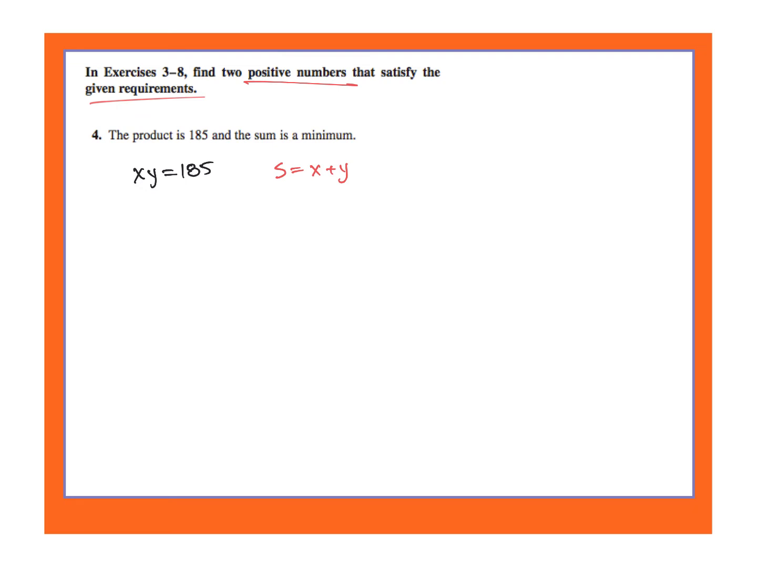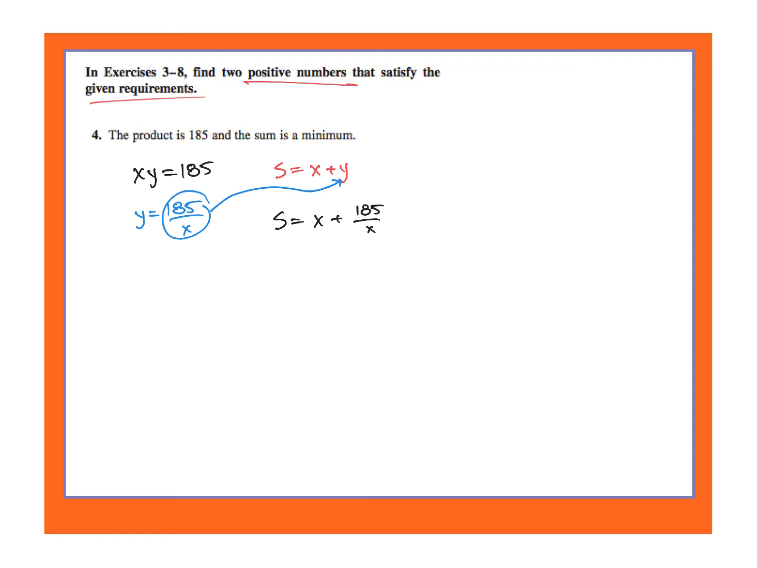Now, does it really matter on this one? No. Which one do you want to solve for? It doesn't matter. Y. So Y is equal to what? 185 over X. So now I'm going to take this and substitute it in right there. Now my sum equation is equal to X plus 185 over X. See how we did that?